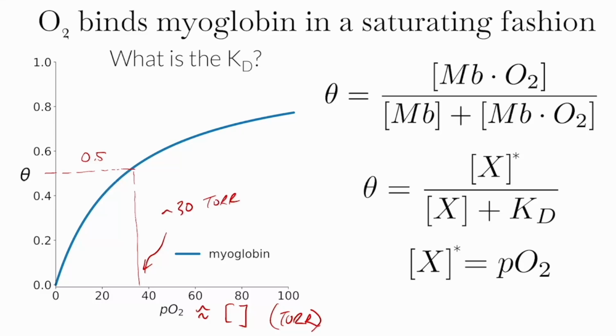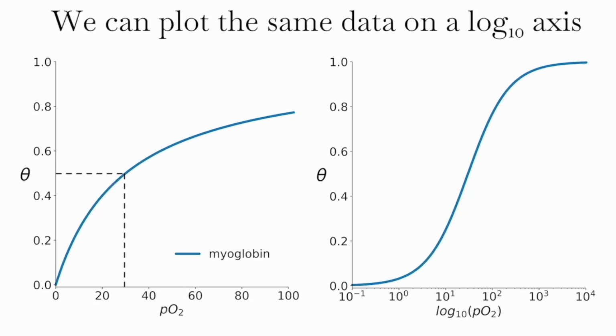So it's about 30 torr because that's where, let's draw this better, where this curve crosses the concentration of oxygen, or in this case, the partial pressure of oxygen, where theta is 50%.